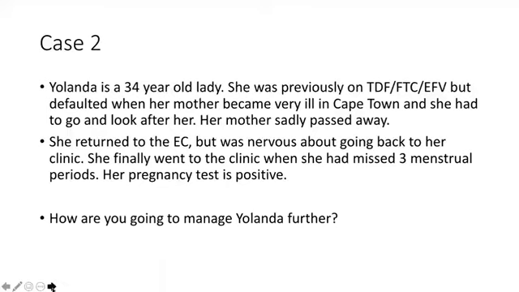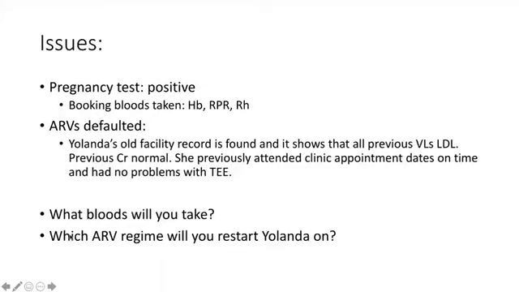So the issue here is that she's newly diagnosed pregnancy positive. She's a known HIV positive, and she's defaulted her ARVs. And so the guidelines say that you need to look at her previous viral loads, and if the previous viral loads are LDL, and someone was on TEE, then you could initiate them on TLD. Okay, so if we go on to the next slide. Okay, and the next one.